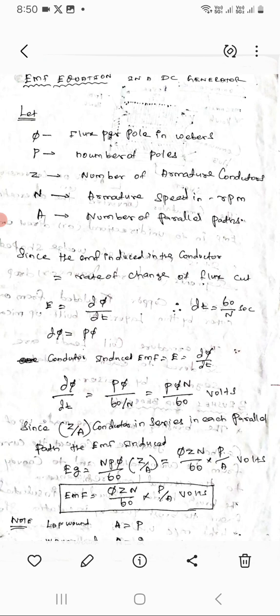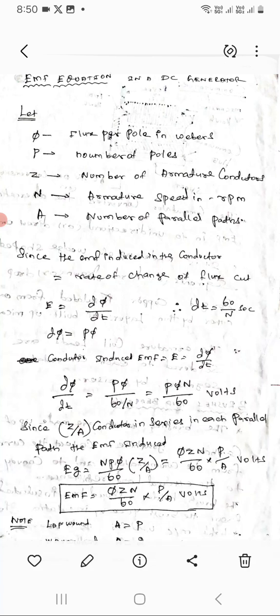Since Z by A conductors are in series in each parallel path, the EMF induced Eg is equal to the same equation, written as the next step: Eg is equal to NPΦ by 60 into Z divided by A. So for the parallel path, the EMF induced Eg is equal to NPΦ divided by 60 into Z by A, which is equal to ΦZN divided by 60 into P divided by A. Rearranging, EMF is equal to ΦZN divided by 60 into P divided by A volts.